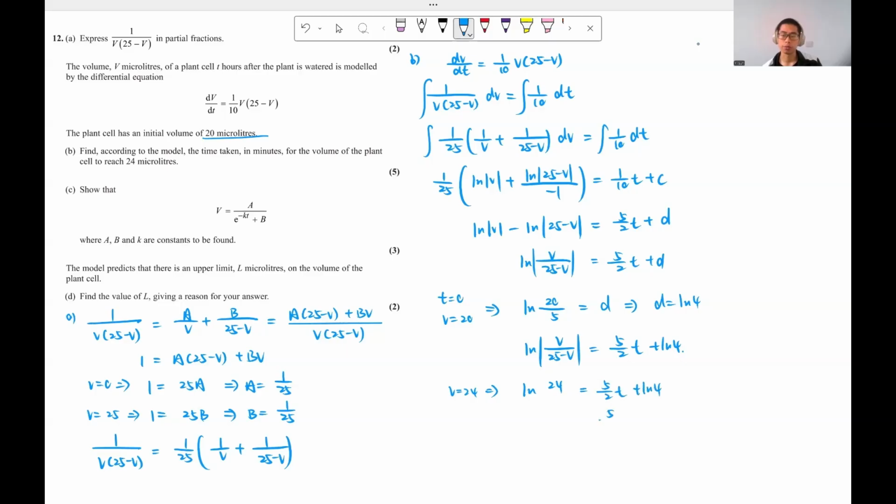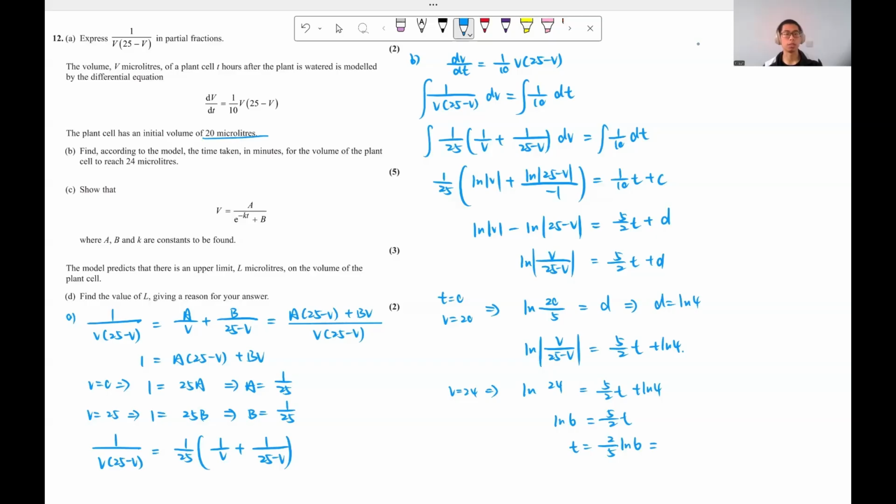So minus ln 4 for both sides. ln 24 minus ln 4, that would be just ln 6. Because when subtracting two logarithms with the same base, you can just divide the numbers. So 24 divided by 4 is 6. So then t has to be equal to times 2 divided by 5, so 2 over 5 ln 6.